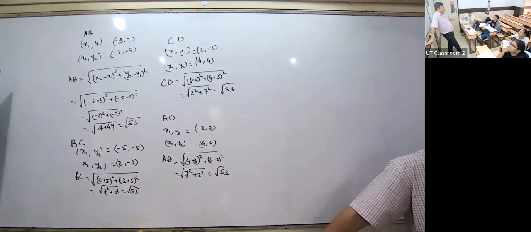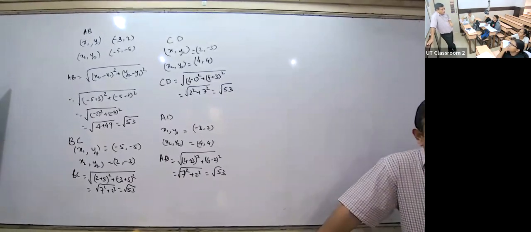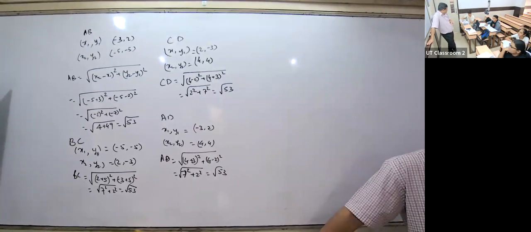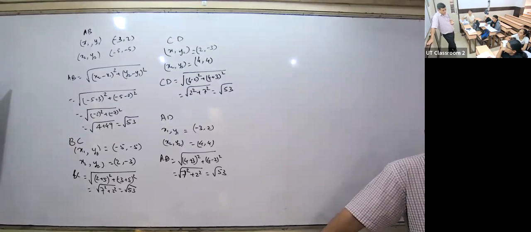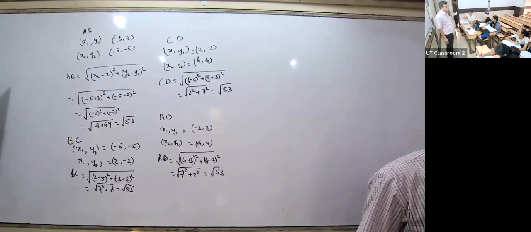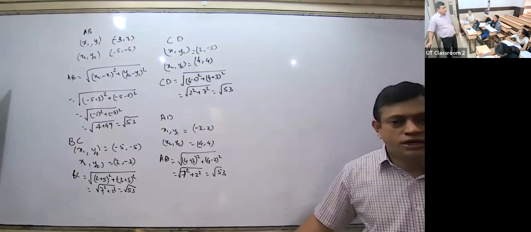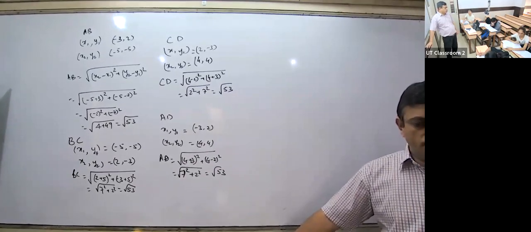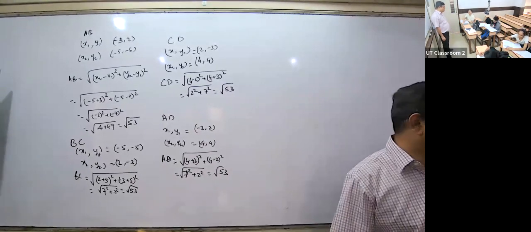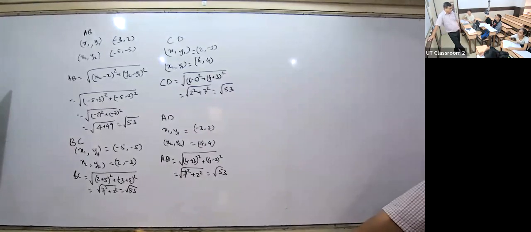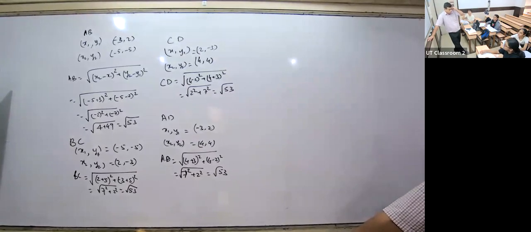All the three altitudes' meeting point, do you know what it is? Orthocenter. In triangle, we are done. All the three altitudes' meeting point is called the orthocenter. Median meeting point, do you know? Centroid. Where all the three medians meet is called the centroid. Angle bisectors' meeting point is called the incenter. Perpendicular bisectors' meeting point is called the circumcenter.